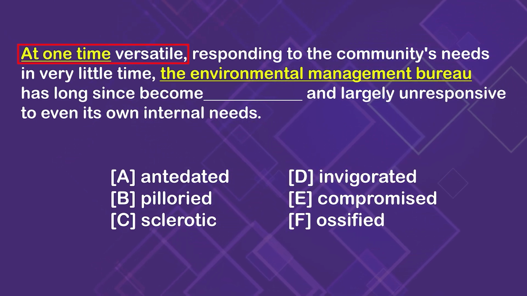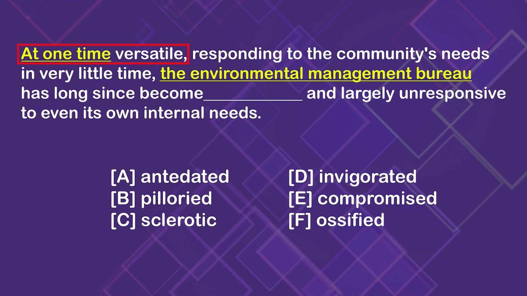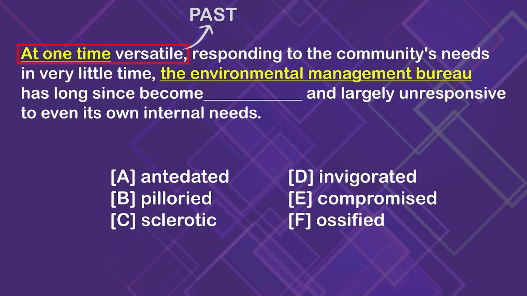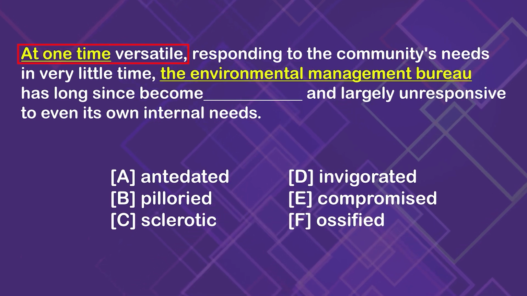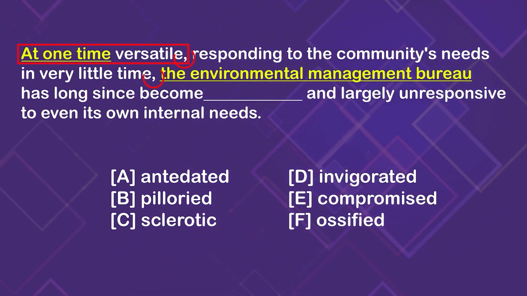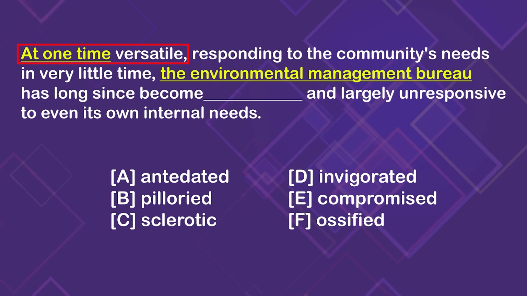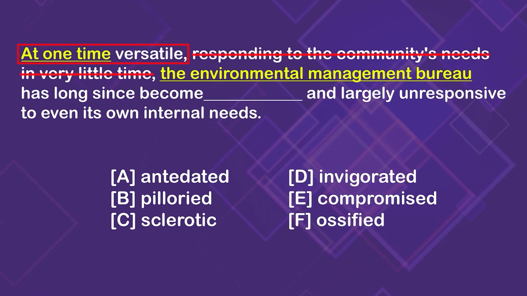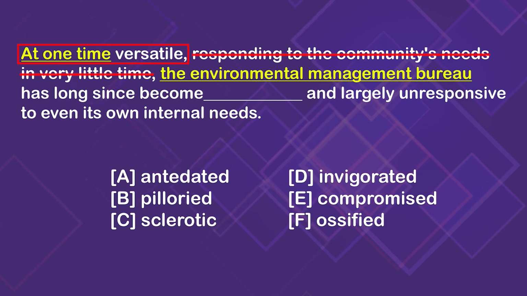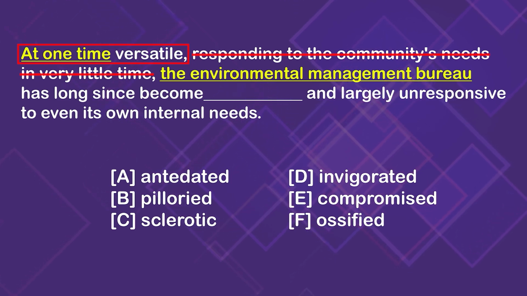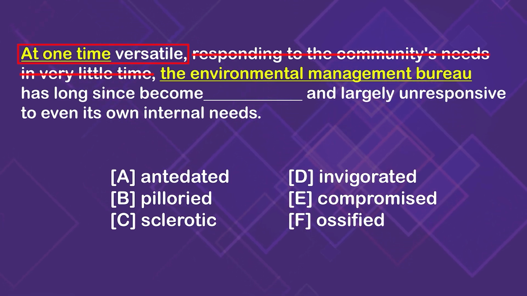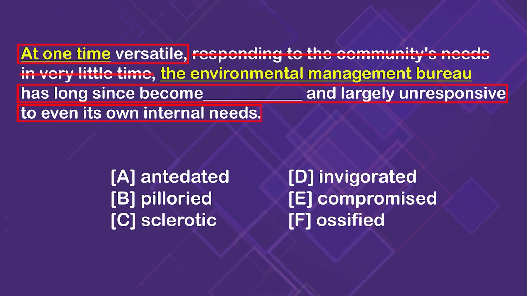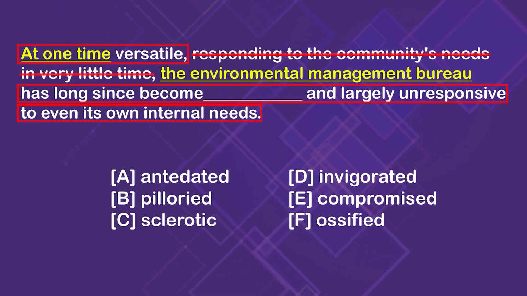At one time is a time shift, which indicates that it was versatile in the past, but that's likely no longer the case. Then we have a non-essential phrase between two commas that's basically describing a characteristic that made it versatile. It's an example of fluff that we can cut from the sentence. It's a distractor, we don't need to pay attention to it. But there is more relevant information for our subject following where it is mentioned in the sentence. The Bureau has long since become blank and largely unresponsive to even its own internal needs.